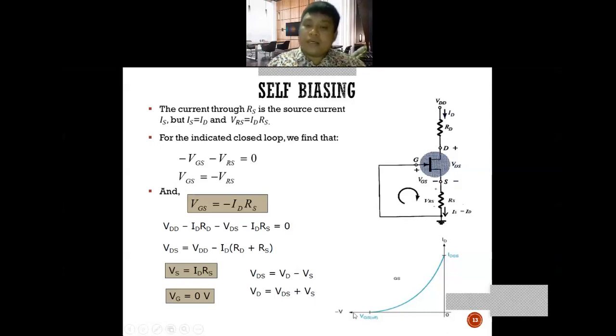From the question here we have VGS off and IDSS. IDSS is the maximum for the y-axis, and VGS off is the minimum for the x-axis.